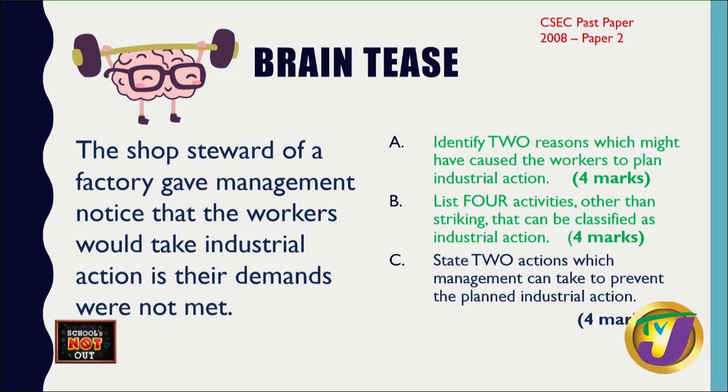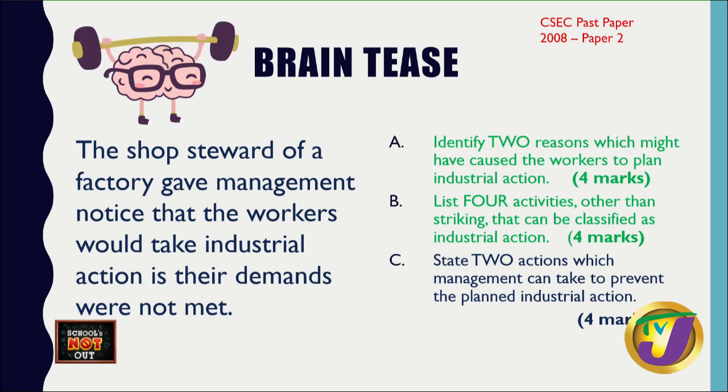So let us look back at our brain tease question. So far, you should be able to answer questions A and B. Question A asks us to simply identify 2 reasons that might have caused the workers to plan industrial action. Do you remember some of them? We mentioned sexual harassment. We mentioned a dispute of salaries. We mentioned a few more. So those are 2 that might push workers to want to take up some industrial action within their organization.